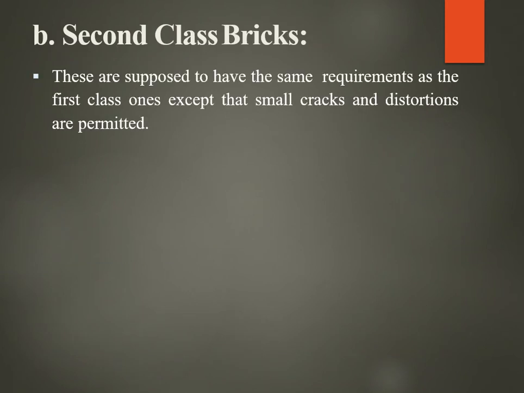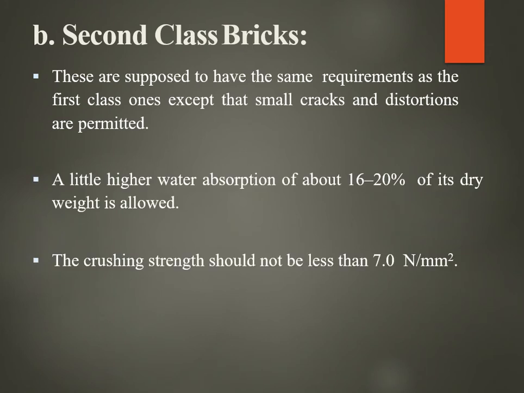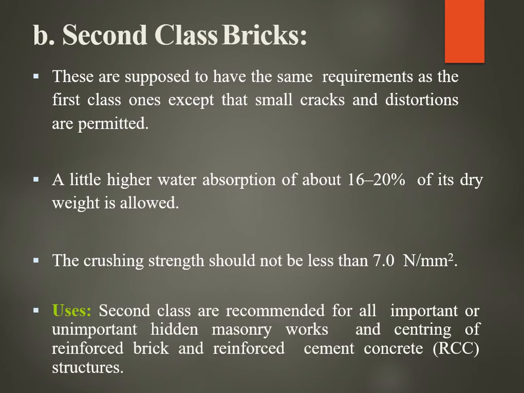Next is second class brick. Second class bricks will have almost the same requirements or properties as the first class brick, but the only difference is that when we perform the fracture test, meaning once we break the brick and check the inner cross section, a few cracks or small fissures may be allowed. A slightly greater water absorption capacity than first class brick is also allowed. And crushing strength should not be less than 7 megapascal. For first class brick we said it should not be less than 10 megapascal; for this it should not be less than 7 megapascal.